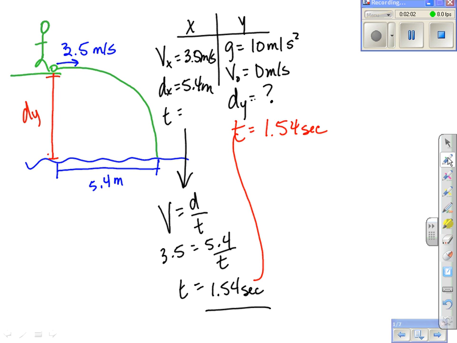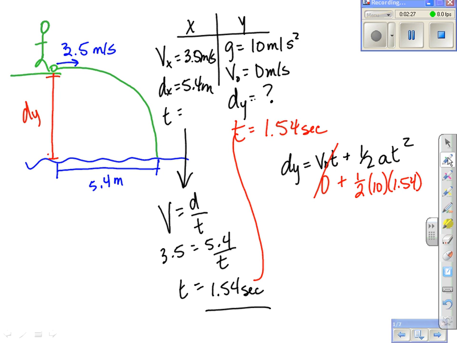If we know this, we can now find the dy by using the equation dy equals v naught t plus 1 half a t squared, where a is our g. If that's the case, we know that this is 0, so this gets canceled out, plus we get our 1 half 10 times our 1.54 squared. And when we do the math, you should find out that your dy is 11.86 meters. So that's the height of the bridge.